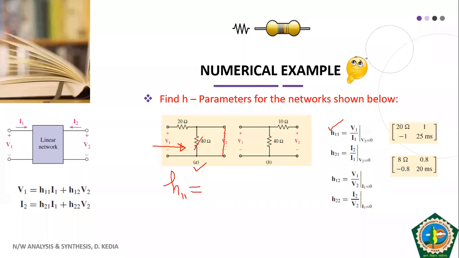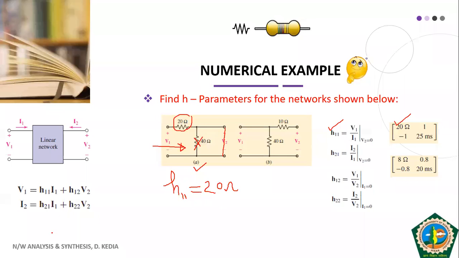This is short, which means this 40 ohm resistance will no longer be counted because of the short in parallel. So you are left with only the 20 ohm resistance. That means your H11 is nothing but 20 ohms. See how simple it is.